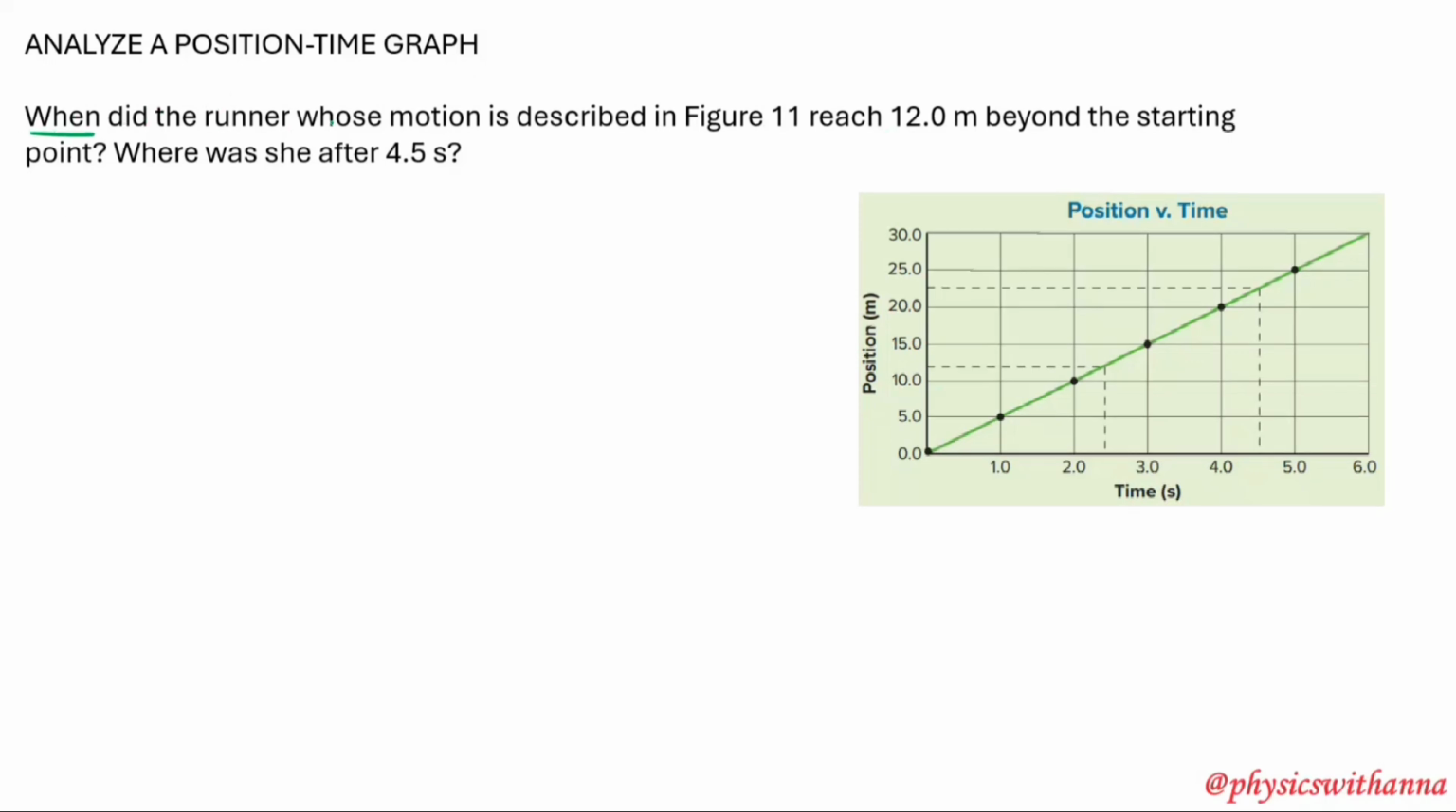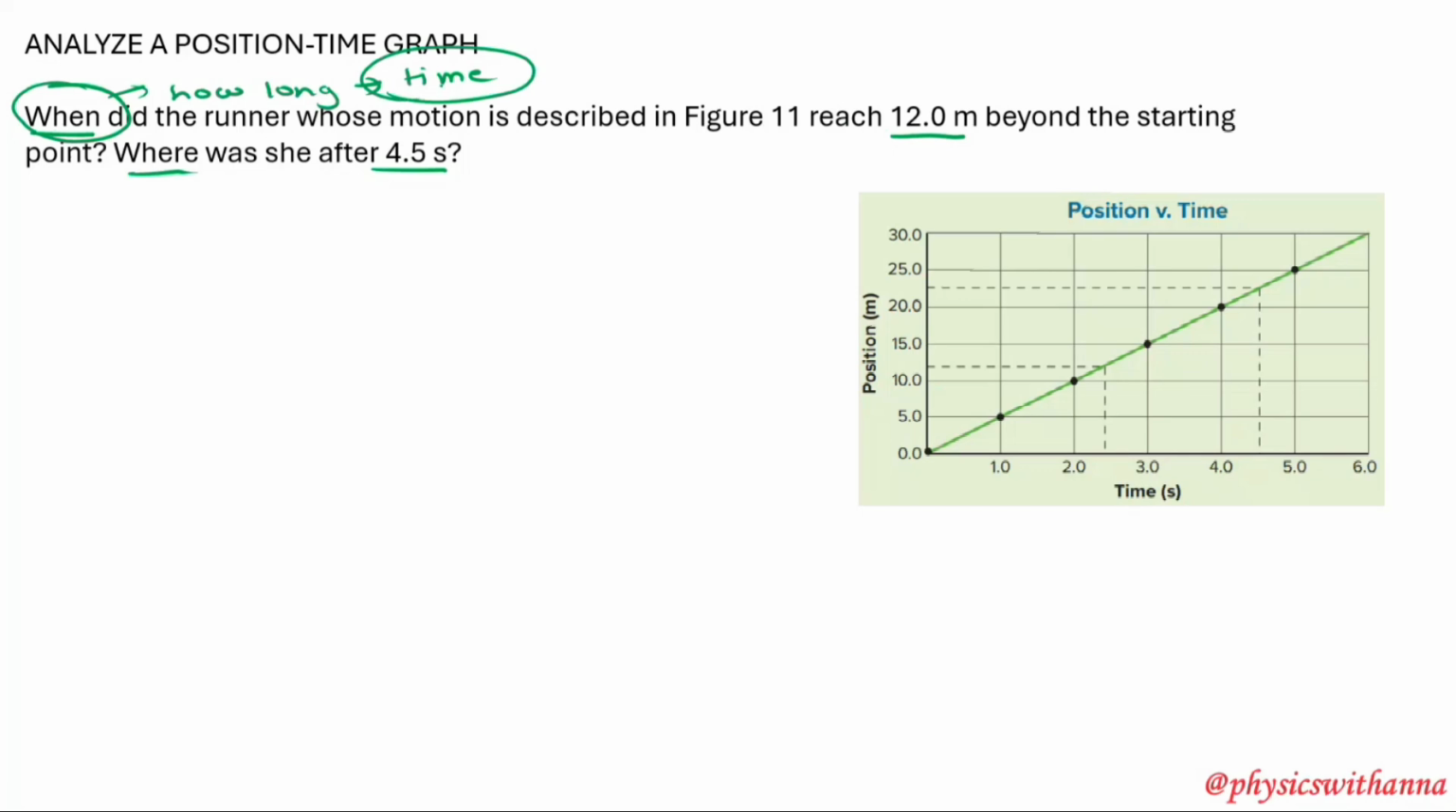So let's look at the question here. When did the runner whose motion is described in figure 11 reach 12 meters beyond the starting point? Where was she after 4.5 seconds? Whenever the question uses the words when or how long, both mean they are asking you to find time. If you find this in a question, that means the question is asking you to find time.